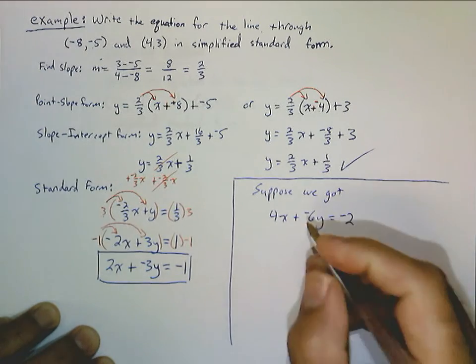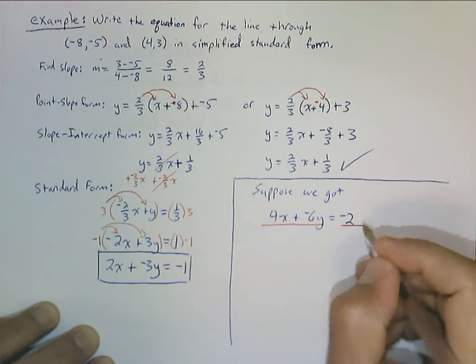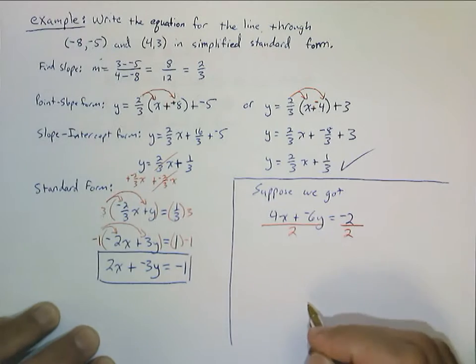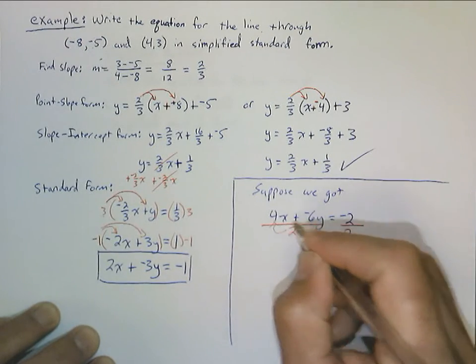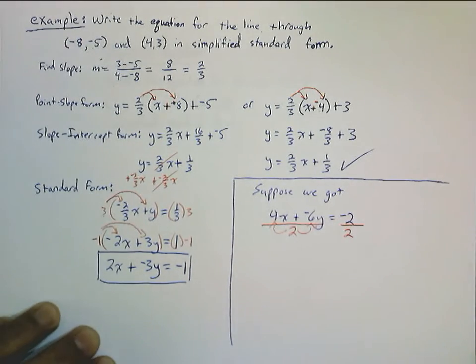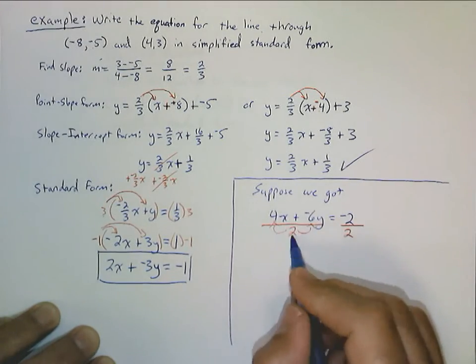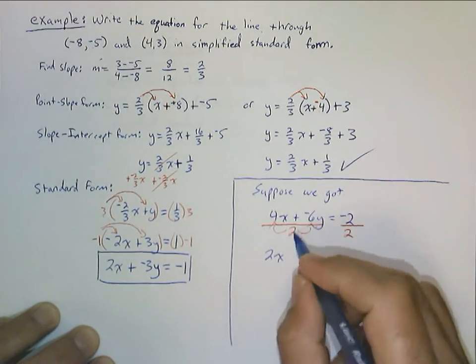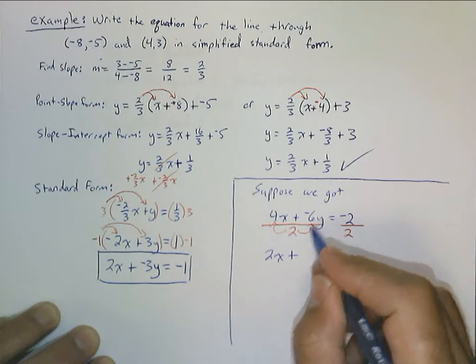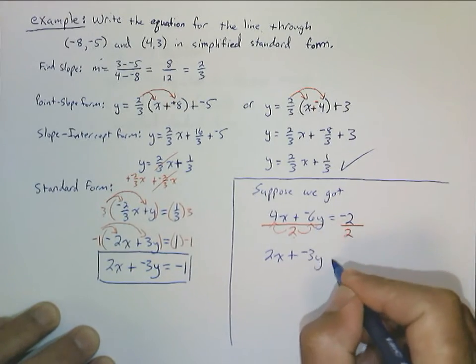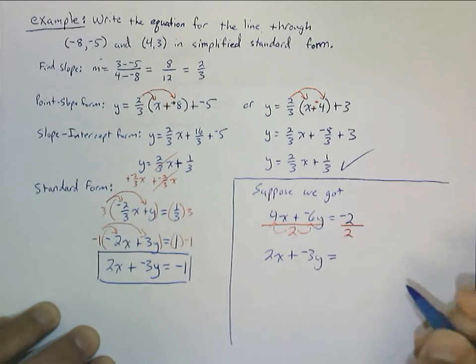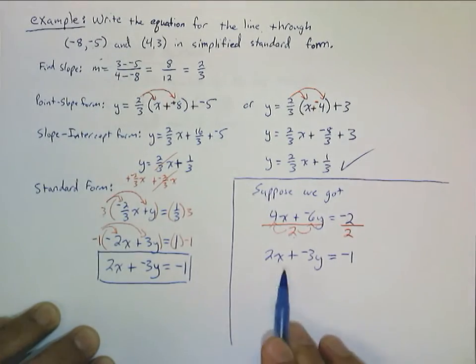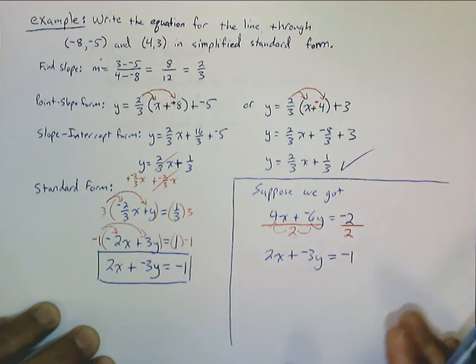All we have to do now is divide both sides by that common factor. And don't forget to distribute the dividing by 2 into both terms there. So 4x divided by 2 is 2x. Plus -6y divided by 2 would be -3y. And now -2 divided by 2 is -1. Now we're back into the situation where these three numbers don't have a common factor. And that's simplified standard form in a nutshell.